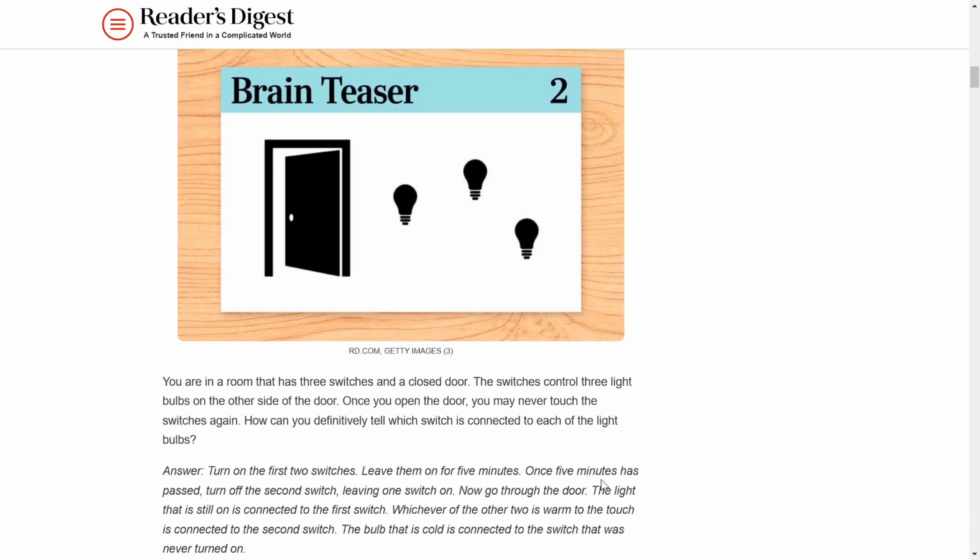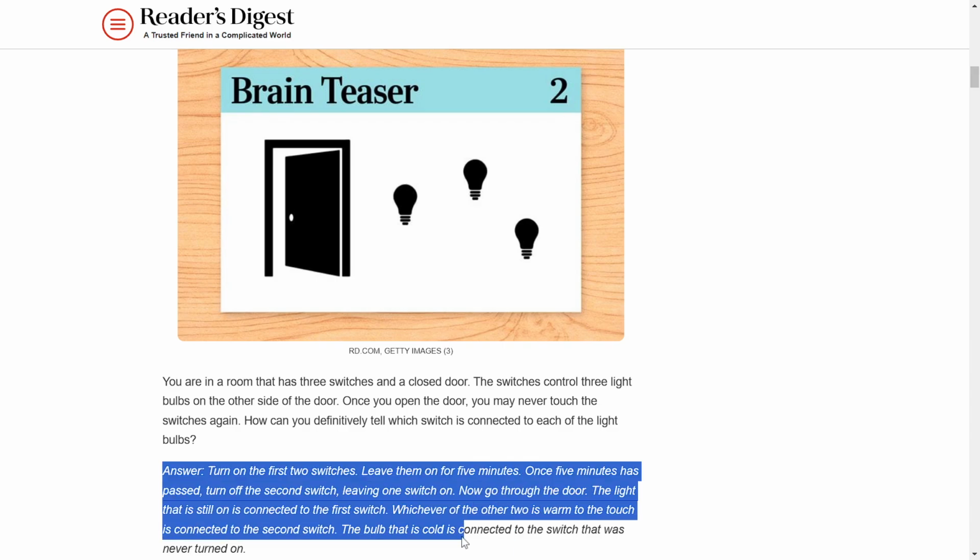Turn on the first 2 switches, leave them on for 5 minutes. Once 5 minutes has passed, turn off the second switch, leaving 1 switch on. Now go through the door. The light that is still on is connected to the first switch. Whichever of the 2 is warm to the touch is connected to the second switch. Okay, the bulb that is cold is connected to the switch that was never turned on. Okay, that's definitely a solution that I did not expect.